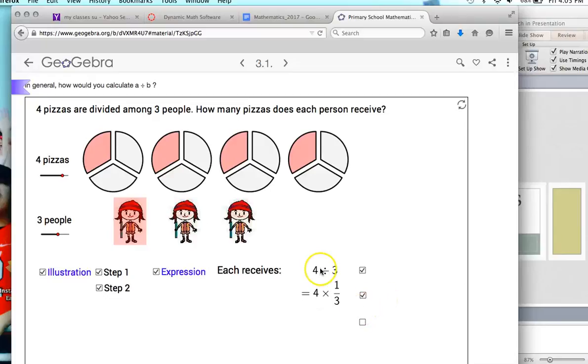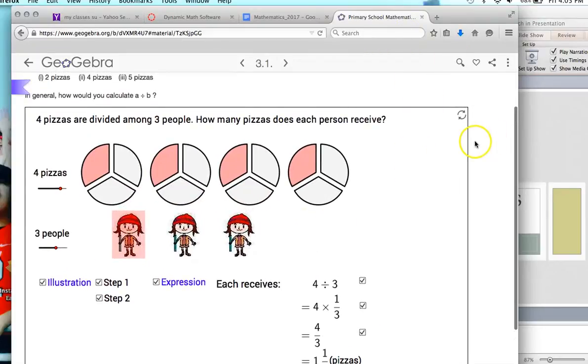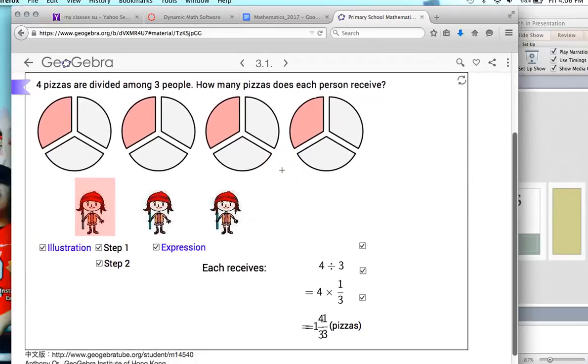And then you would keep the 4 and divide it by 3, and then change the 3 to 1/3, like changing it to the reciprocal, and make sure you change the division symbol to multiplication. And then if you have a whole number, you just put a 1 under it. Like the 4 shown here, you just put it as 4 over 1. So when you multiply across, you get 4 over 3, which will simplify to 1 1/3 pizzas. So this shows that each of the students gets 1 1/3 of the pizzas.